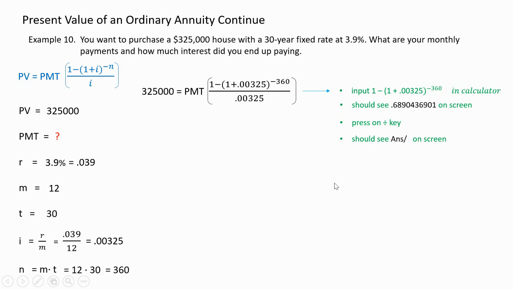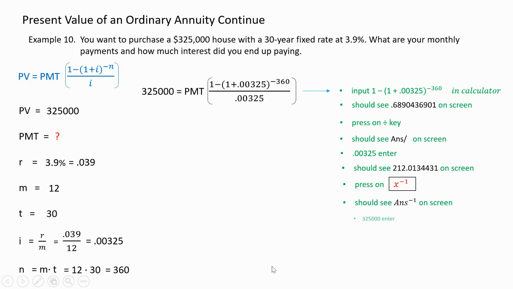So this is what you should see on your screen on the calculator. Now we're going to enter the 0.00325. So you should see 212.0134431 on your screen. Now we're going to hit the inverse key, to multiply the reciprocal of 212.0134431, and multiply by 325,000.